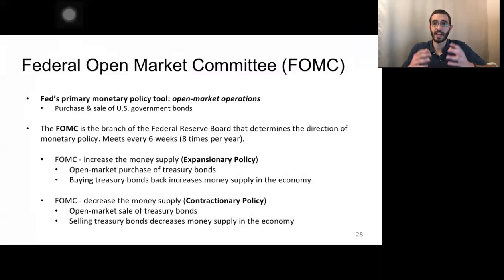So in this case, it would be, hey, the economy is growing too fast, we need to pump the brakes. And we'll discuss some of the situations why they would want to do that. But the idea here is that in this case, they would be trying to sell. They would sell treasury bonds to those commercial banks.